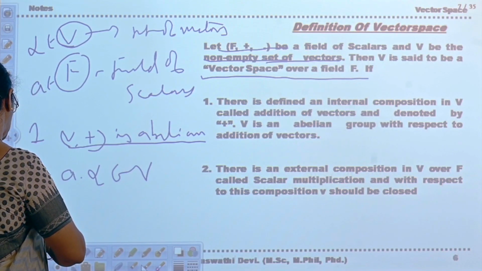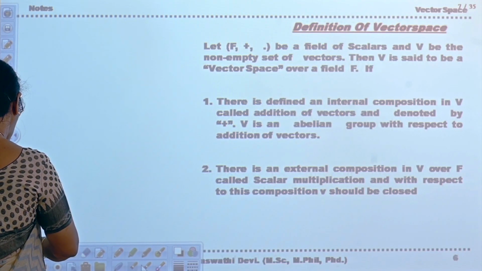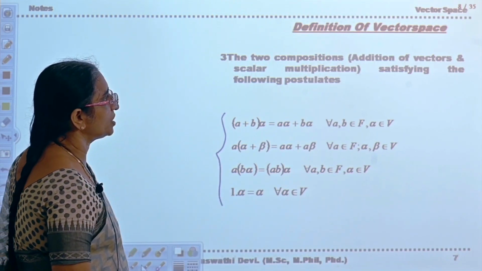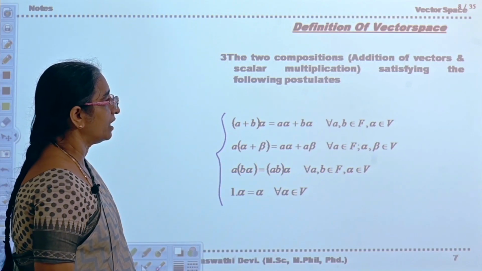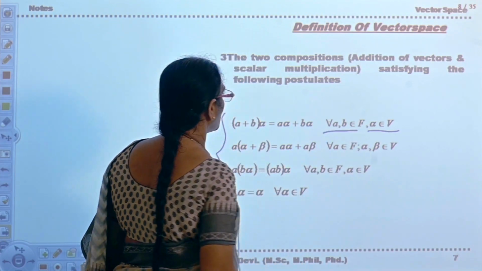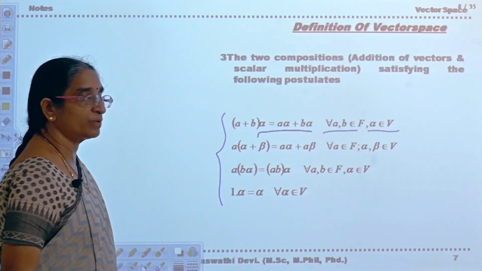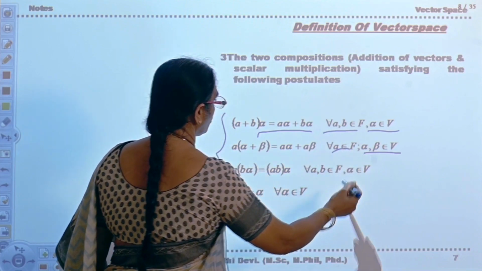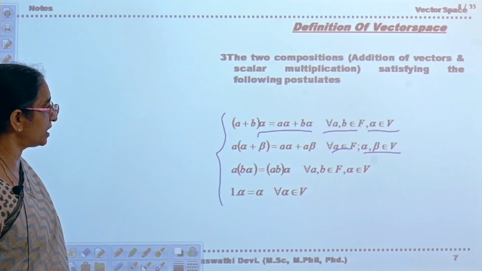And one more condition, third, is there. This plus and dot together should satisfy 4 properties, that is, scalar multiplication and vector addition together should satisfy these four properties. They are, for any alpha belongs to V, A, B belongs to F, (A plus B) into alpha should be equal to A alpha plus B alpha, and for alpha, beta belongs to V and A belongs to F, A into (alpha plus beta) should be equal to A alpha plus A beta.